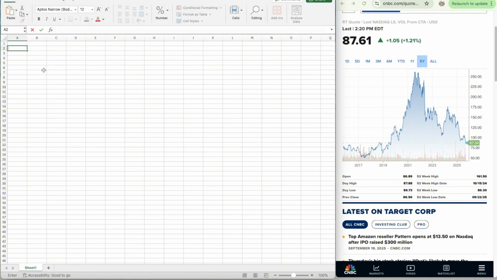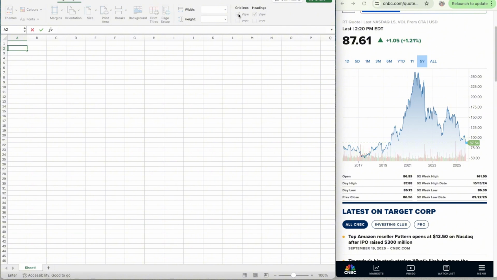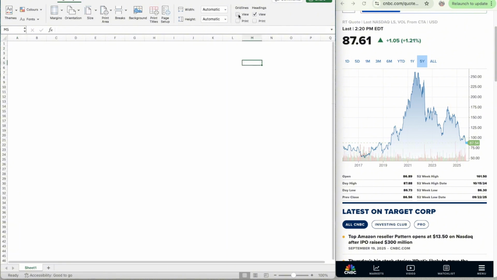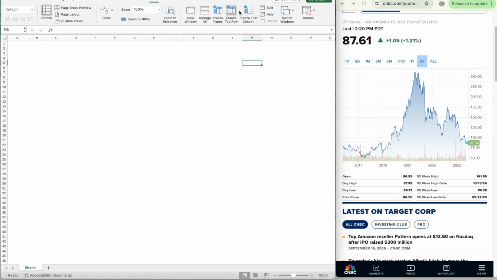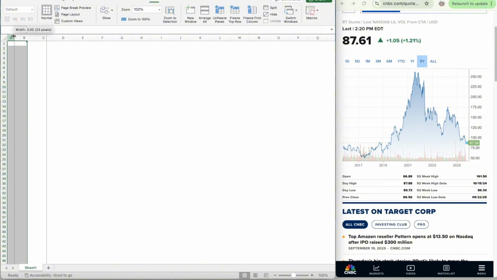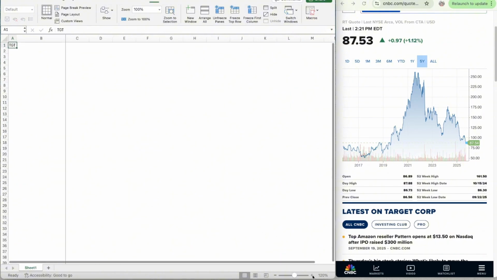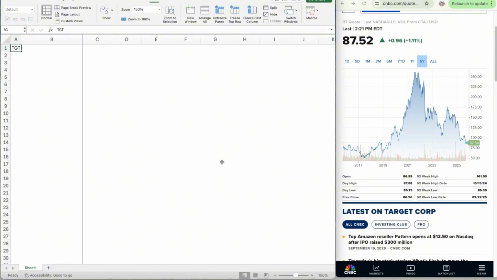Okay, so we've got a blank spreadsheet. First thing we do, we go to page layout and take off grid lines. Then we go to view and freeze the first column. We insert another column, make the A column a bit smaller and the B one a lot bigger. We're going to put here TGT, which is the ticker. I'm going to zoom in a bit as well. Yeah, that's a bit better.